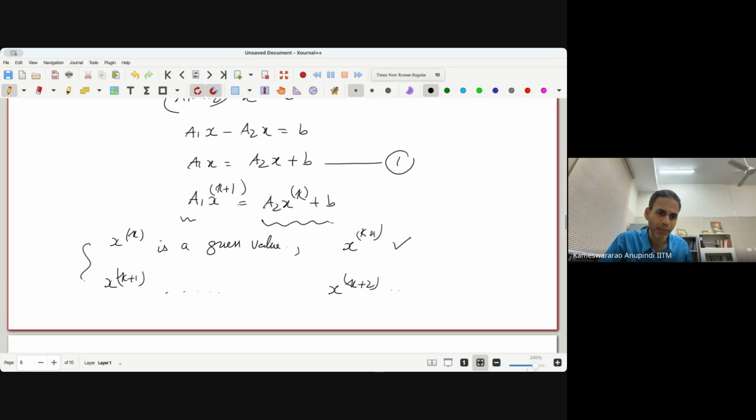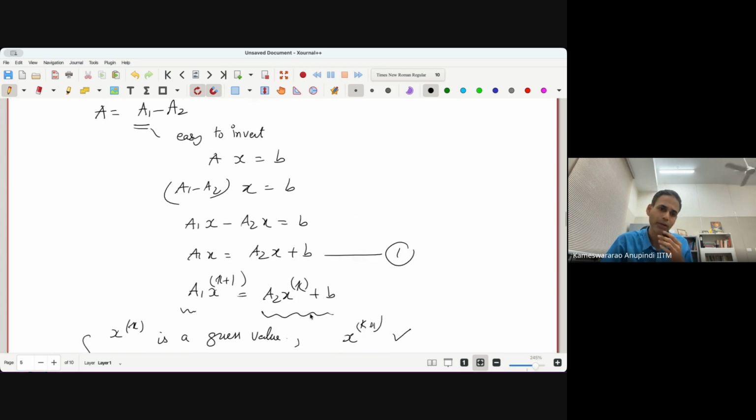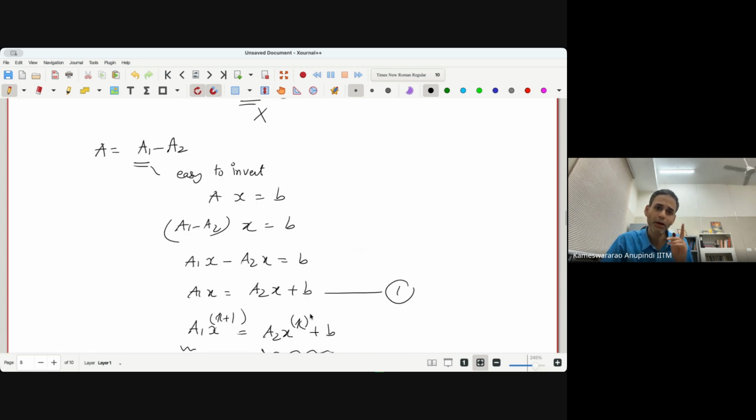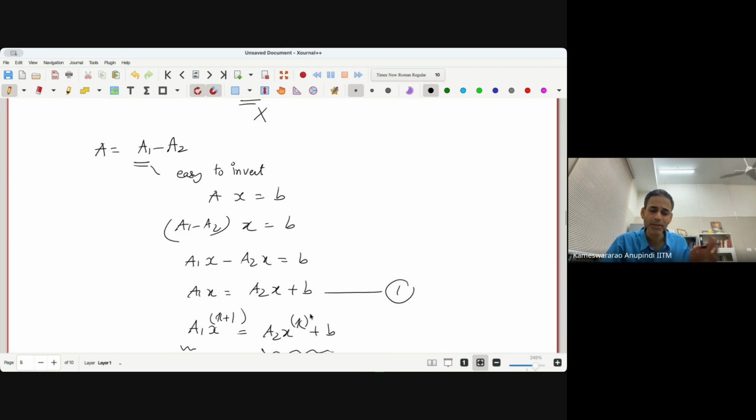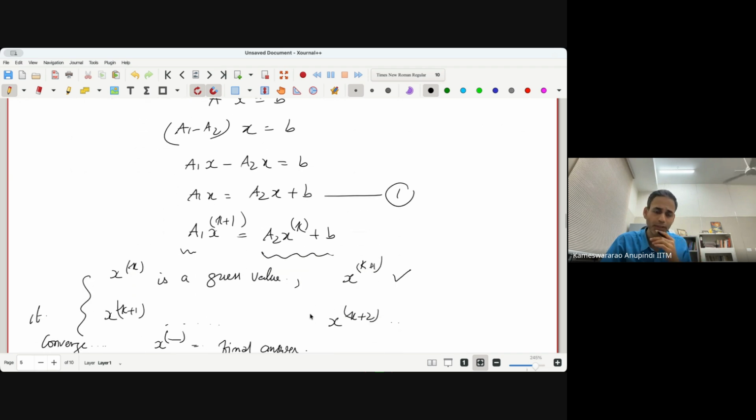So we want this iterative process to converge, such that the final answer x at some very large iteration number is the final answer. That is the idea of a general iterative method, whatever you can think of. All these iterative methods should satisfy these two properties: that A1 is easy to invert and we obtain a solution, and that the iterative scheme converges as the number of iterations increases. As we go, the iterations should actually converge.